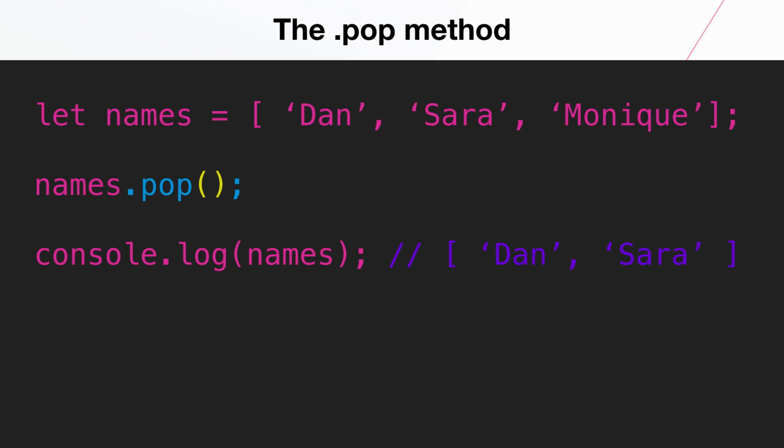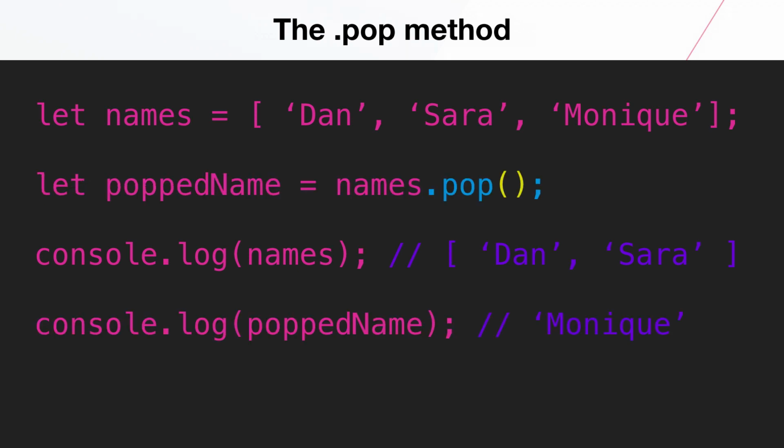Another really interesting thing about pop is that we can assign a variable to whatever is returned from pop, and pop will actually give us what it removed back. So we can assign pop name to names.pop, and pop is going to give us that item, so we don't lose it. It doesn't just disappear. This is really useful because then we see here console log the array. Monique is gone, but we console log pop name, and we see that we still have access to that item that was popped.